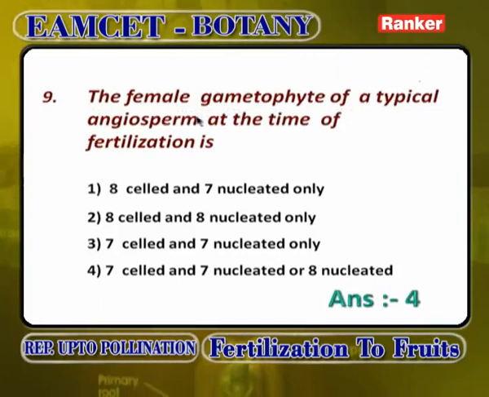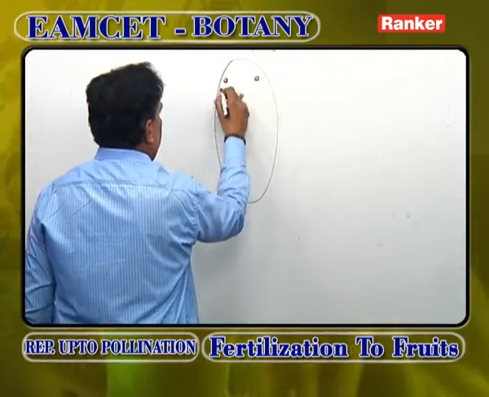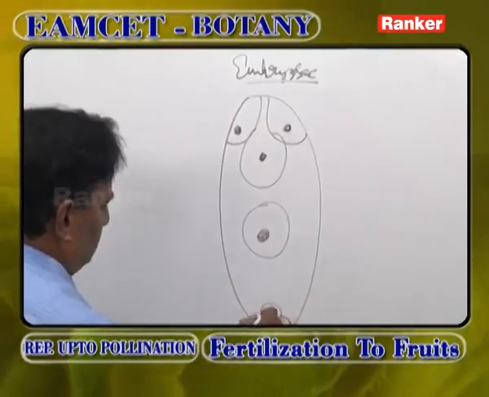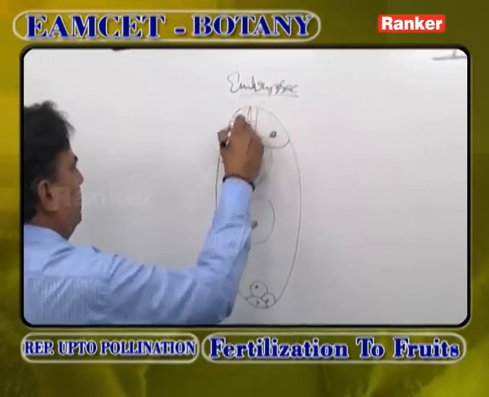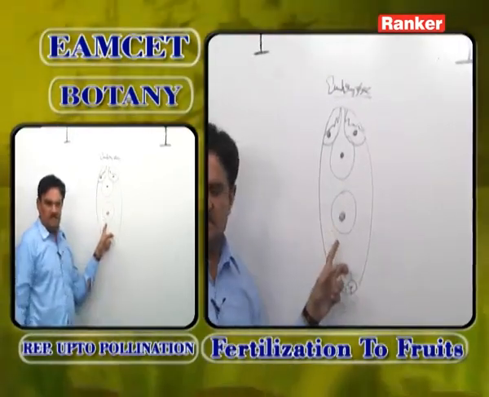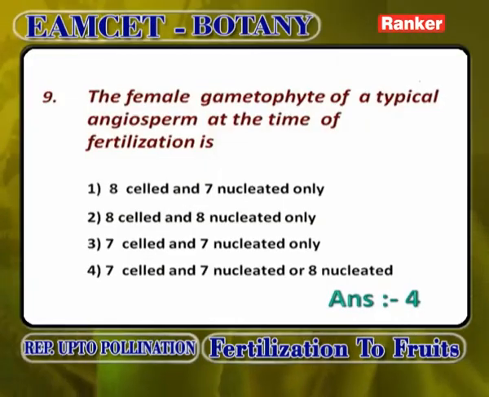The female gametophyte of a typical angiosperm at the time of fertilization means the embryo sac. The embryo sac at the time of fertilization shows 3 types of cells. They are two synergids with filiform apparatus and one egg cell, which combinedly form the egg apparatus; the central secondary nucleus or central cell formed by the fusion of polar nuclei; and 3 antipodals.